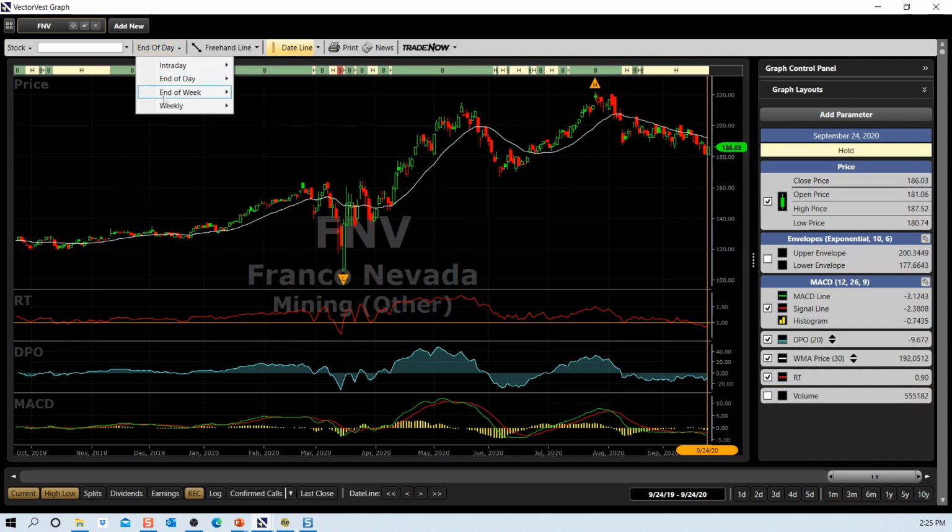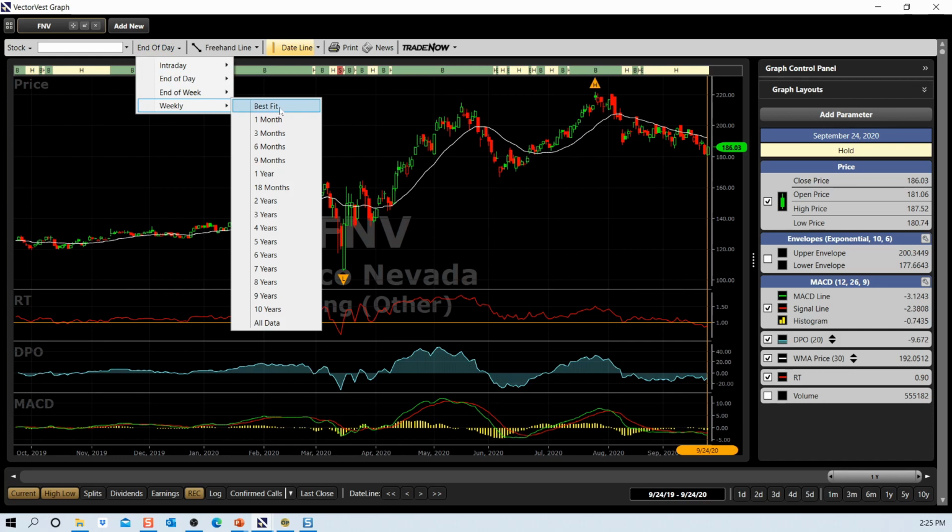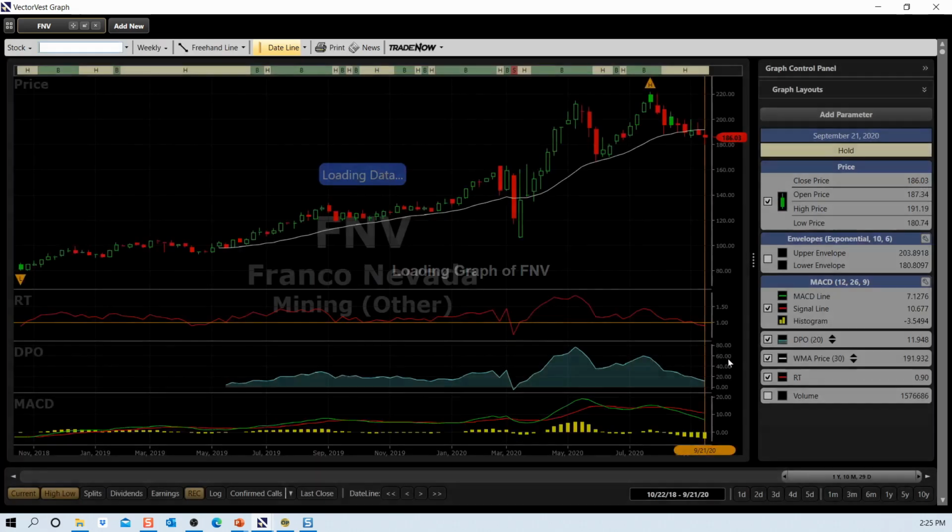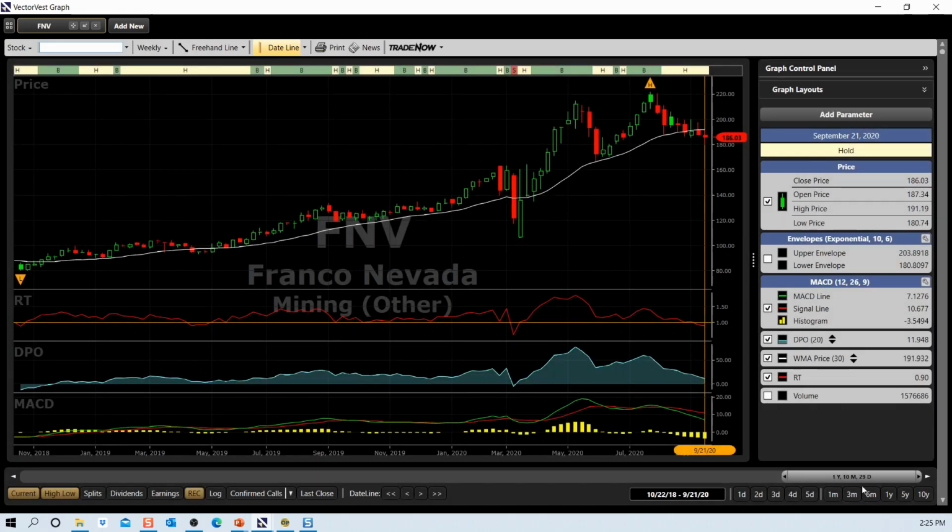And if I wanted to go to the weekly graph, there's the weekly best fit, and it takes me out almost 2 years, 1 year and 10 months, and I've got a very readable graph layout yet again.